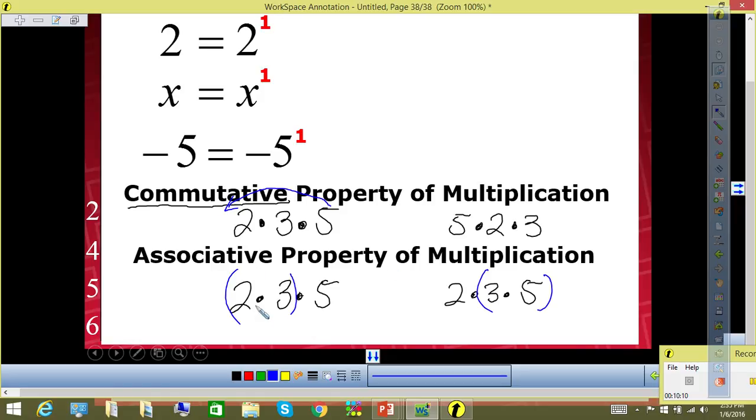Associative property means it doesn't matter how you associate the numbers, the product is the same. Watch. What is 2 times 3? 6 times 5? 30. What is 5 times 3? Times 2? 30. It's still the same. Those are the two properties that we're going to be using.